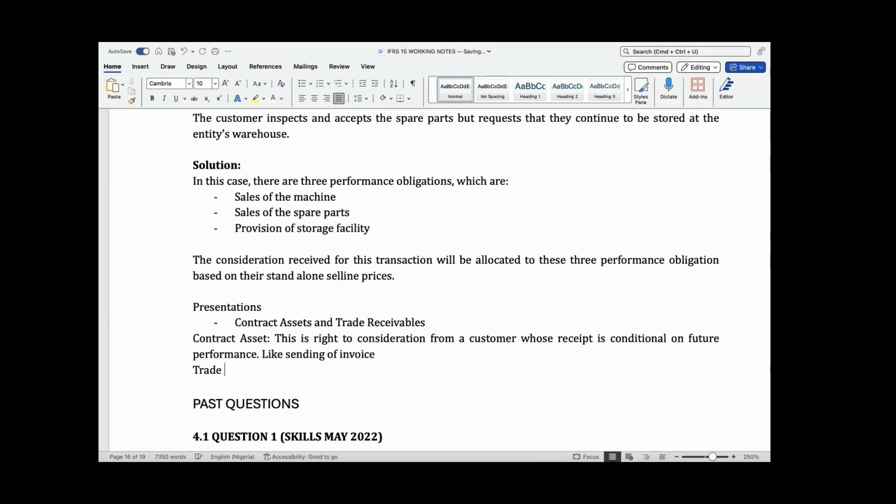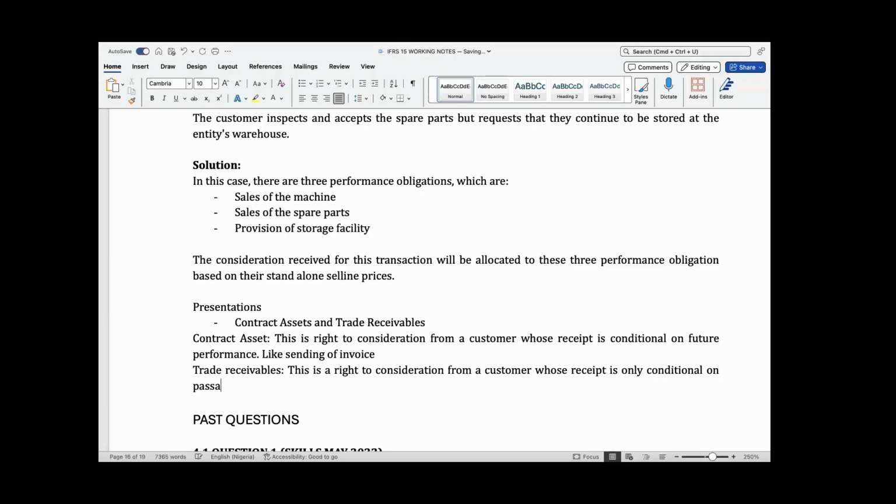But trade receivables, this is also a right to consideration from a customer whose receipt is only conditional on passage of time, meaning the only thing that is delaying your money is just time. It's just the time they're supposed to pay you to come.